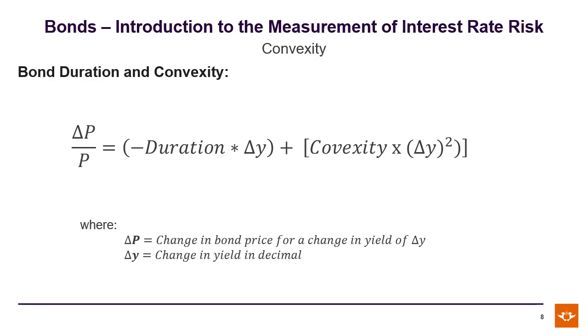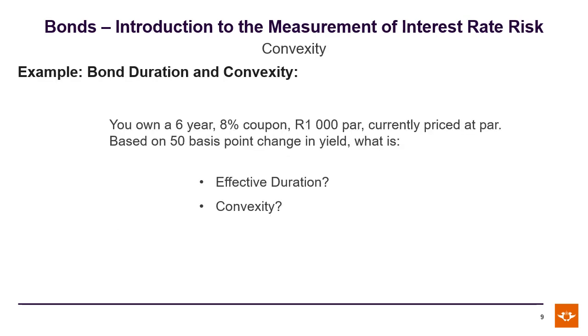Example: you own a 6-year bond with an 8% coupon and a 1,000 Rand par value, which is currently priced at par, meaning that its yield to maturity is 8%. Based on a 50 basis point change in yield, what is the effective duration and convexity? 50 basis points is a 0.5% change in interest.